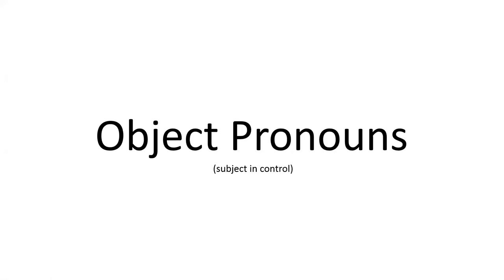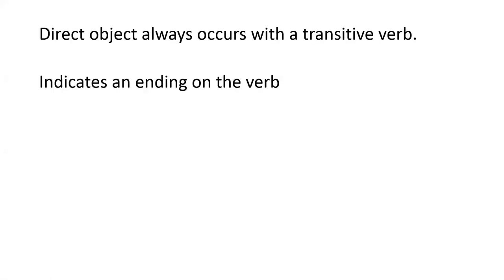The direct object always occurs with the transitive verb. It is typically the person or thing undergoing the action. So, for example, when you say "you hit me," the word "me" is a direct object. In Klallam, the direct object is indicated as an ending suffix with the verb.